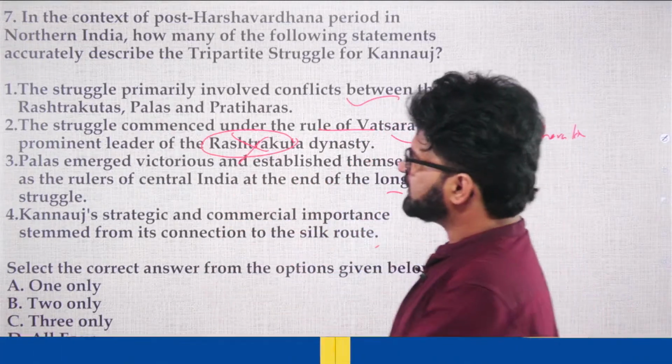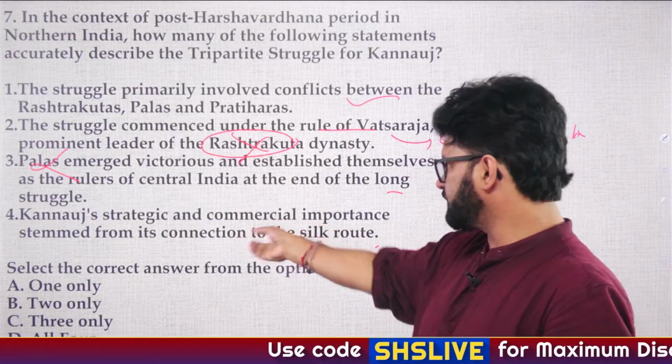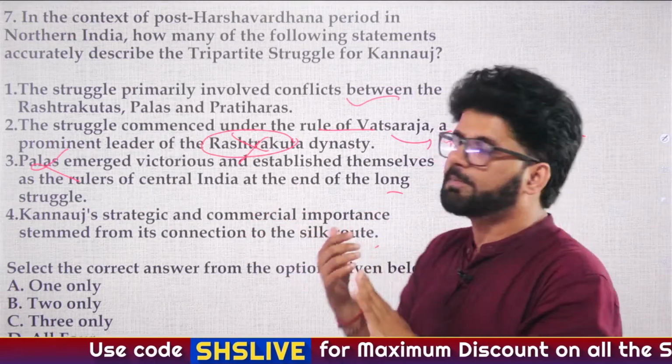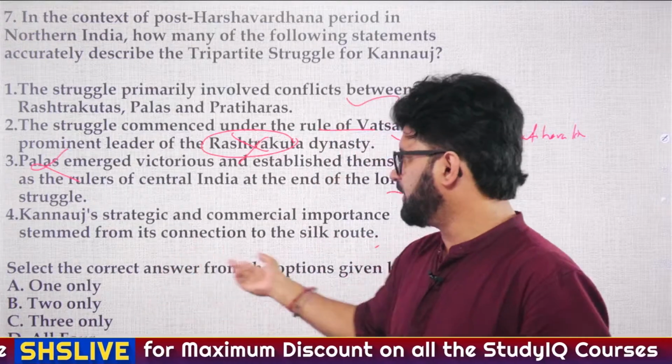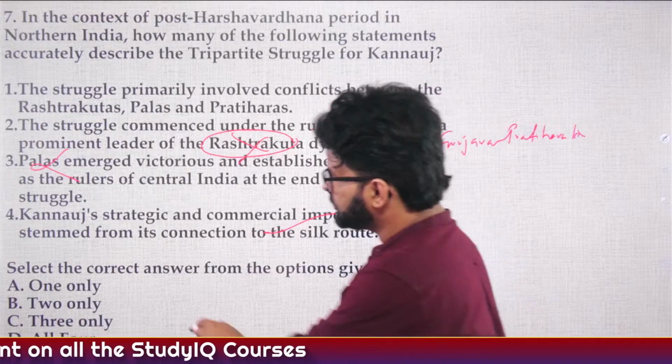Palas emerged victorious, that is wrong. Gurjara Pratihara emerged victorious. Kannauj's strategic and commercial importance: we have talked about this when we discussed why people were fighting over Kannauj. What were the four major reasons? So first and fourth, as Dark was saying, are correct, and the answer is B, 2 only.